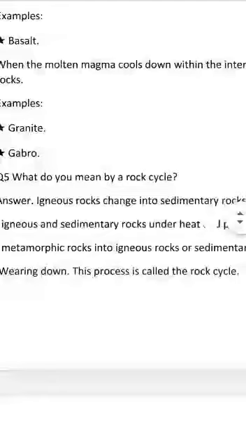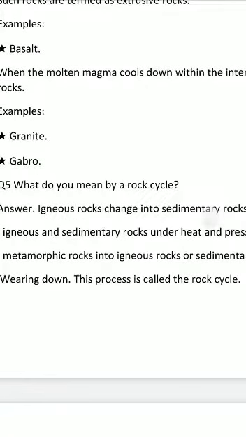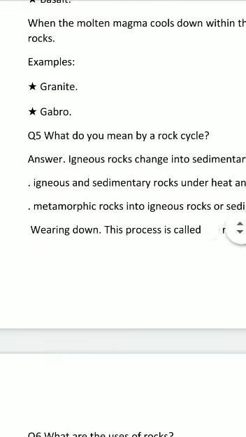So what is rock cycle? Igneous rocks change into sedimentary rocks. Igneous and sedimentary, both types of rocks change into metamorphic rocks under great heat and pressure. Then again, metamorphic rocks melt down under great pressure and heat and thus come out on the earth's surface in the form of molten magma and form igneous rocks. Again this process starts. So this is called rock cycle.